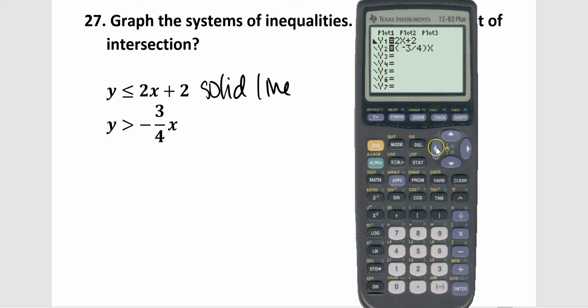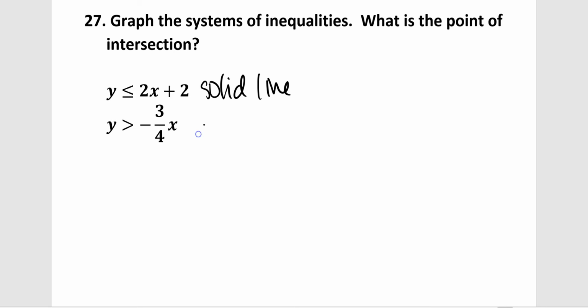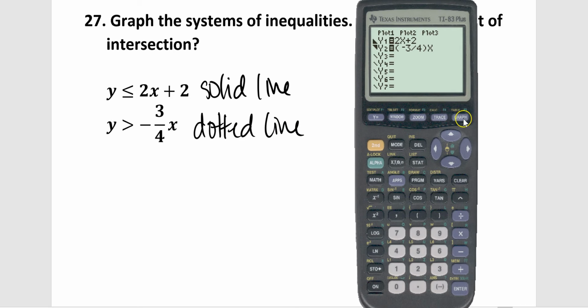Now again, I need to shade this. So this is y is greater than. Since the y is by itself, I can select the option where it is shading above. And if I were graphing this on paper, this would be a dotted line. Okay, so now let's graph it.